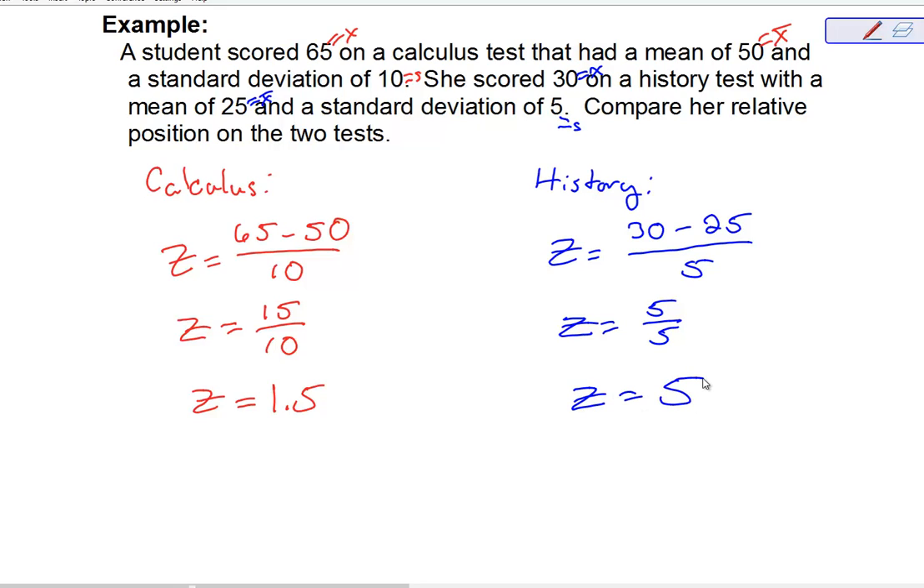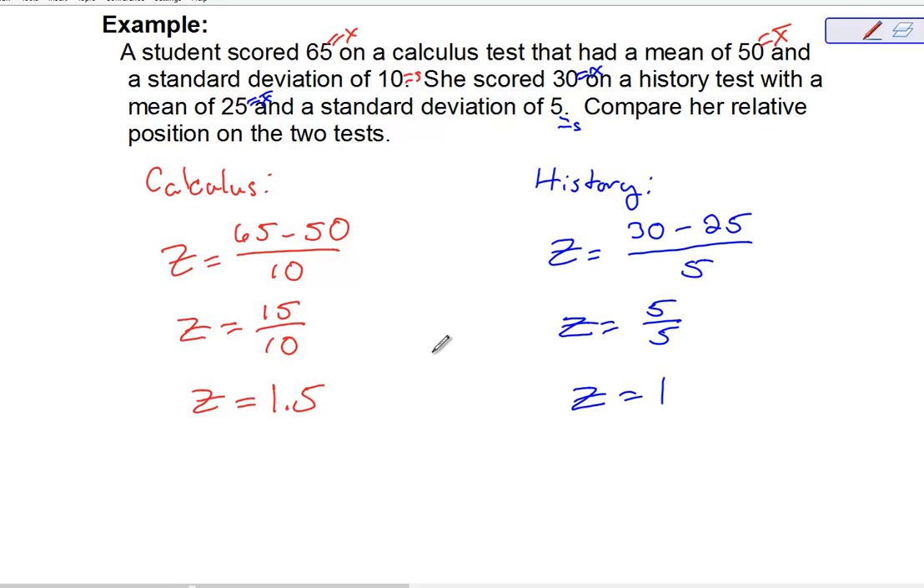So her z-score in her history class is, oh, not 5. It should be a 1. So what this tells us is that in calculus, she is 1.5 standard deviations above the mean. In history, she is only 1 standard deviation above the mean.